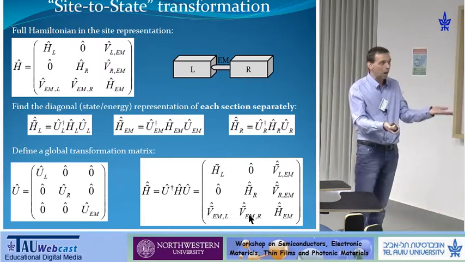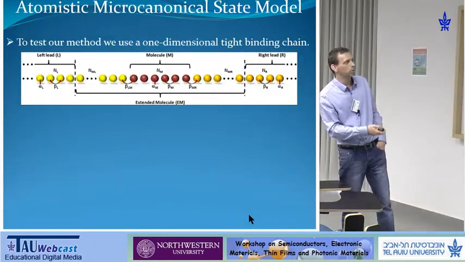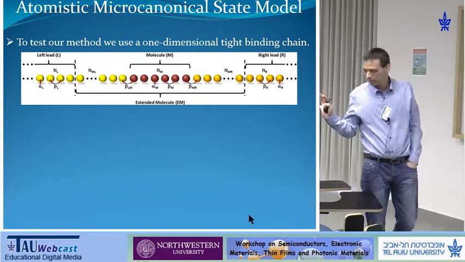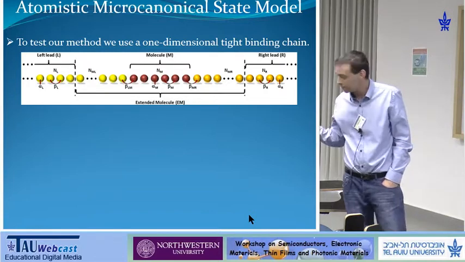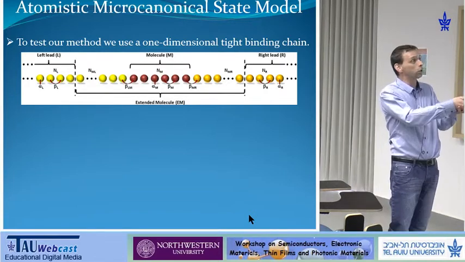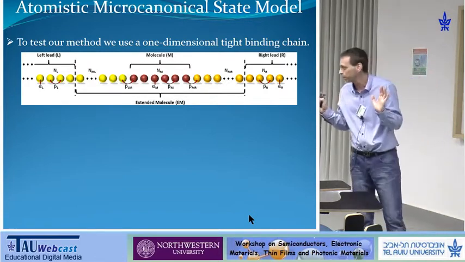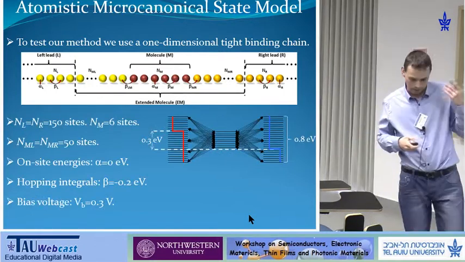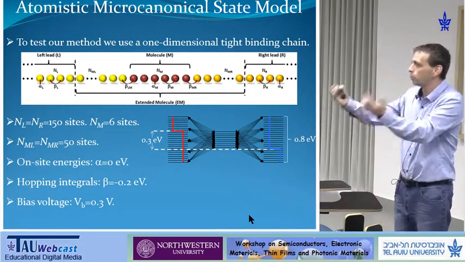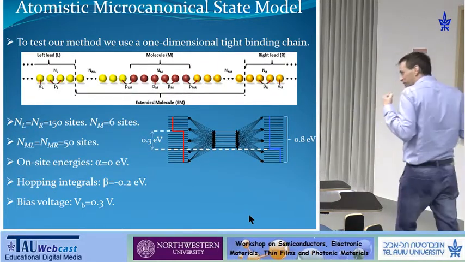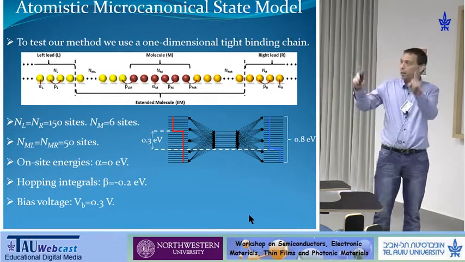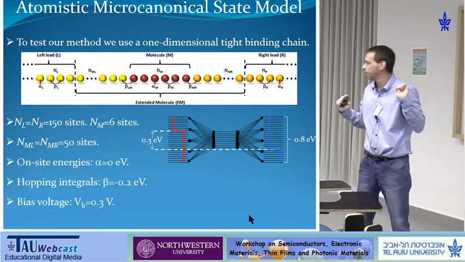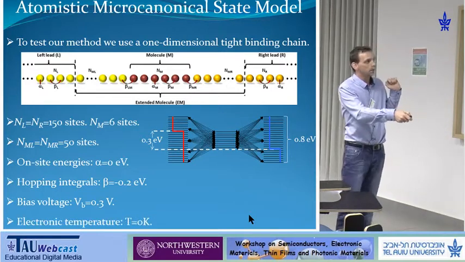And this is good because now we can actually put in the correct boundary conditions. So let's see if it works. We start with a microcanonical simulation. We take a tight binding chain, just that. This is a chain of atoms. And what we do is we start with a microcanonical calculation. Namely, we do not inject or absorb electrons at the edges. But we start with the correct boundary condition. So we move it into energy representation and put in the correct Fermi-Dirac distributions on these states.